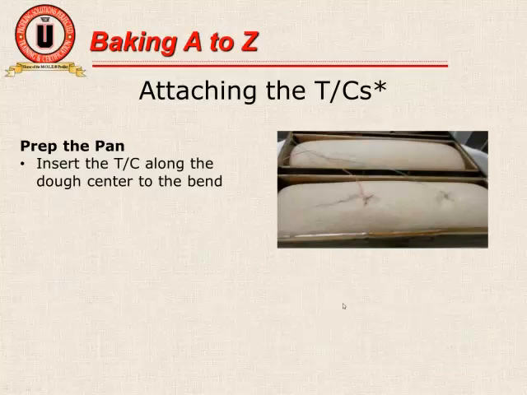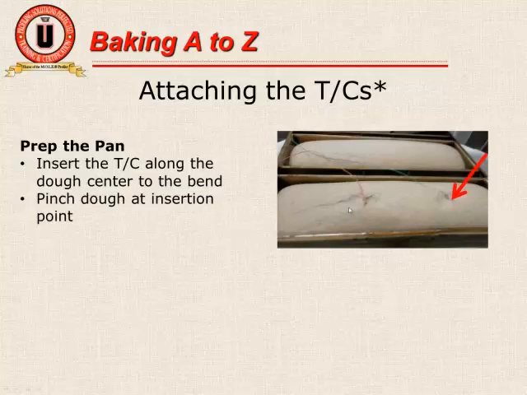More pan prep. The trick is to insert the TCs along the center of the bread. You can put 2 per loaf, or you can take one of them and put it in each loaf at the center, depending on how many are in your pan. You want to insert it to that bend point we pre-bent the thermocouples at, in this case at 2 1/4 inches, and then pinch the dough at the insertion point. That's to prevent 2 things. It helps keep the thermocouple from pulling out, and it also keeps gases from exiting the hole you just made in there, which can have an effect on temperature as well as the overall bake time in that spot.